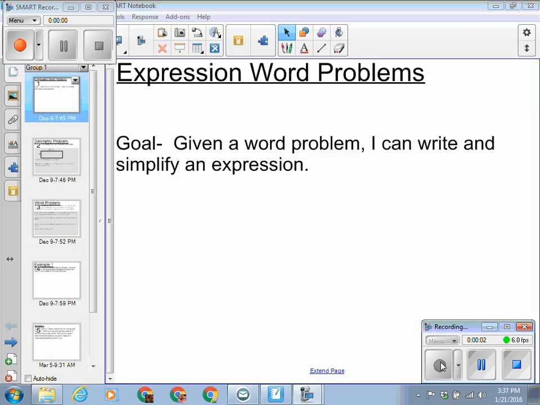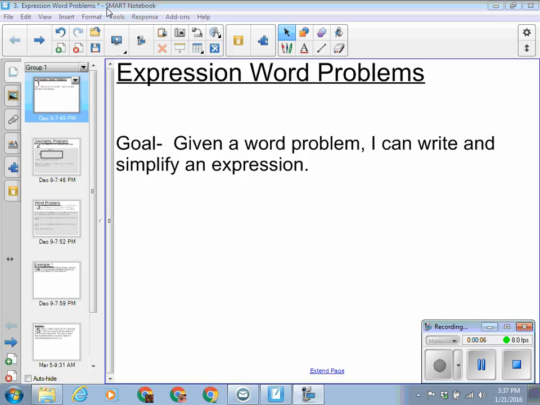Today's lesson is on expression word problems. The goal is, given a word problem, you can write an expression and simplify it. Remember, we always want expressions to be in simplest form, least confusing.